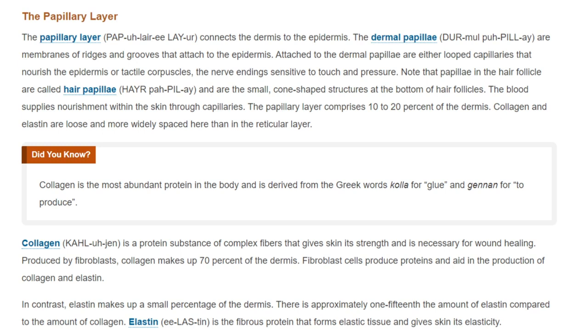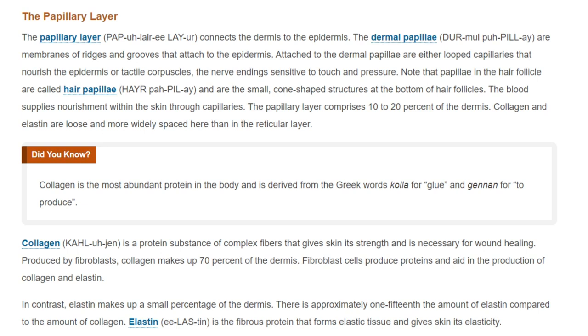Did you know? Collagen is the most abundant protein in the body and is derived from the Greek words kolla for glue and gen for to produce. Collagen is a protein substance of complex fibers that gives skin its strength and is necessary for wound healing. Produced by fibroblasts, collagen makes up 70% of the dermis. Fibroblast cells produce proteins and aid in the production of collagen and elastin.